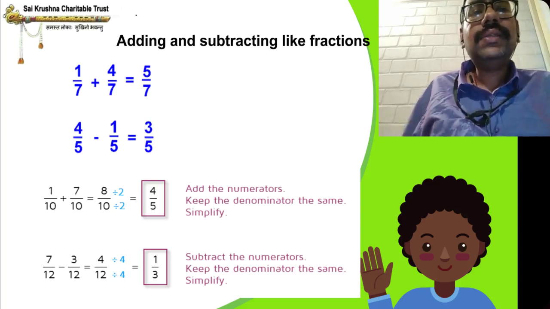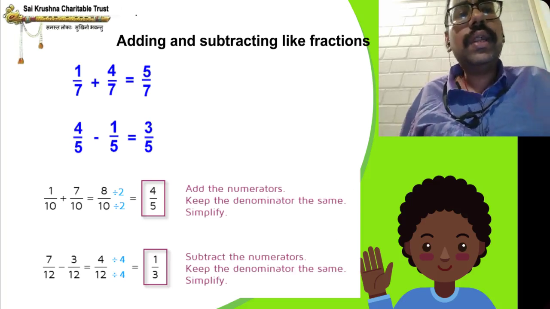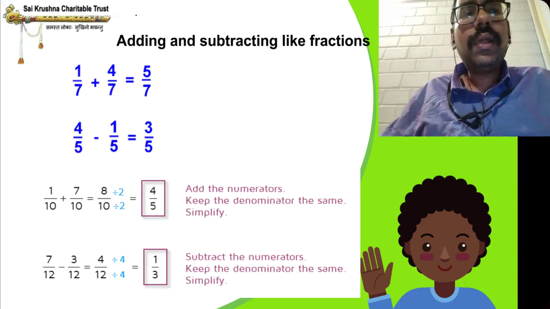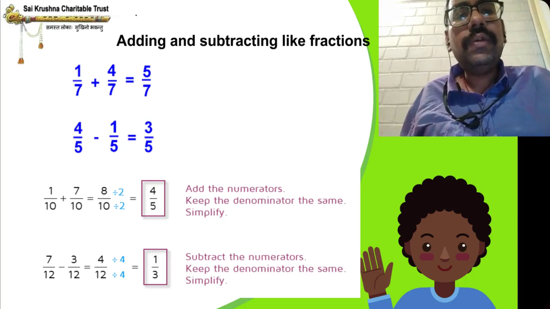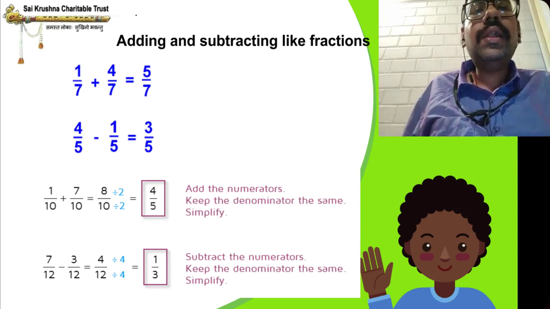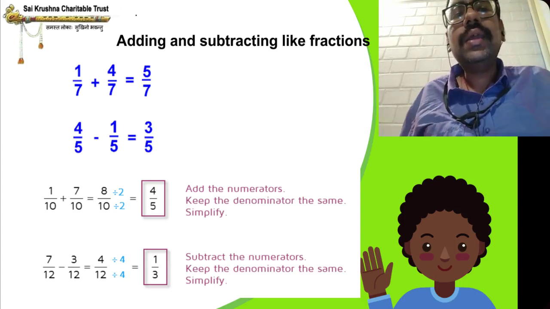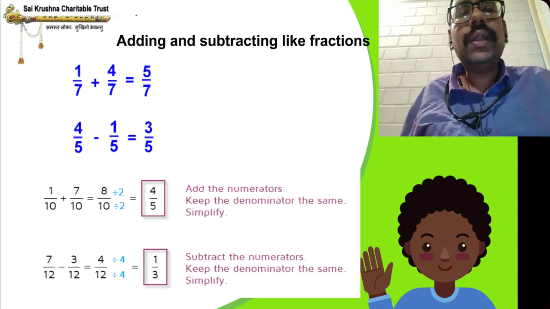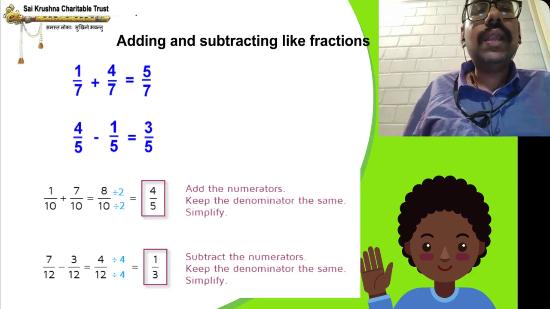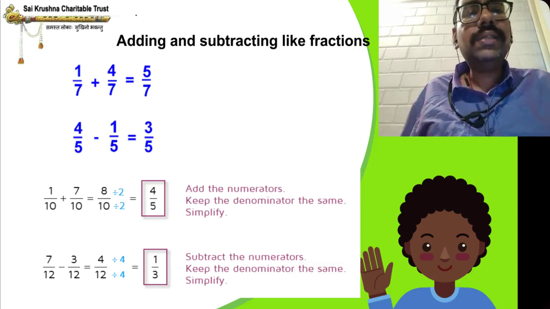So 7 by 12 minus 3 by 12. How to do this, children? 12 is the common denominator. First you have to look at the common denominator in both fractions, in case of like fractions only. So that is 12. Keep 12 in the denominator, it won't change. Now how to obtain the numerator? What are the numbers in the numerator, children? Numerator 1 is 7. Numerator 2 is 3. So to get the numerator, you have to subtract numerator 2 from numerator 1. 7 minus 3 is equal to 4. That is 4 by 12. If you want to simplify it further, 4 1s are 4, 4 3s are 12. So 1 by 3 is the simplified answer.